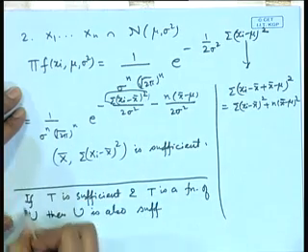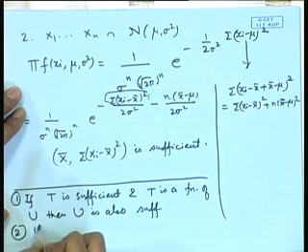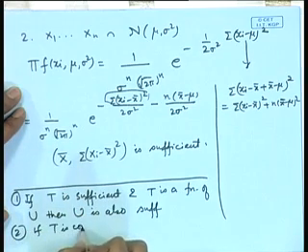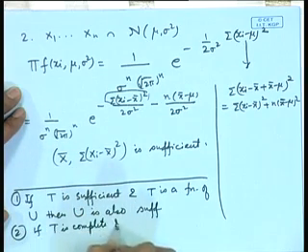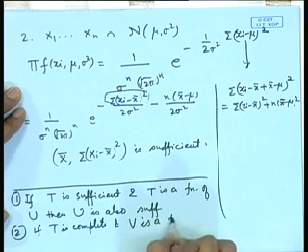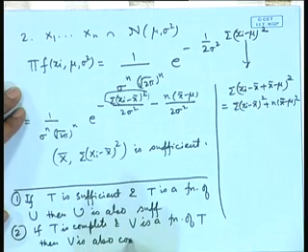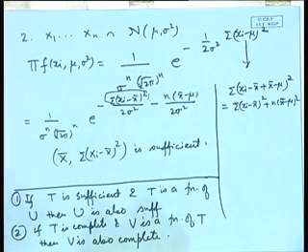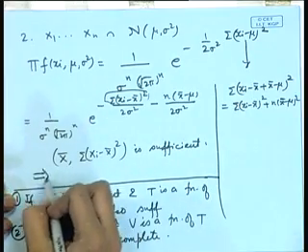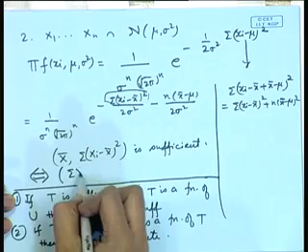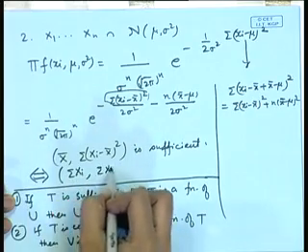On the other hand, if T is complete and V is a function of T, then V is also complete. So, this implies that we can also write this as sigma x_i squared.